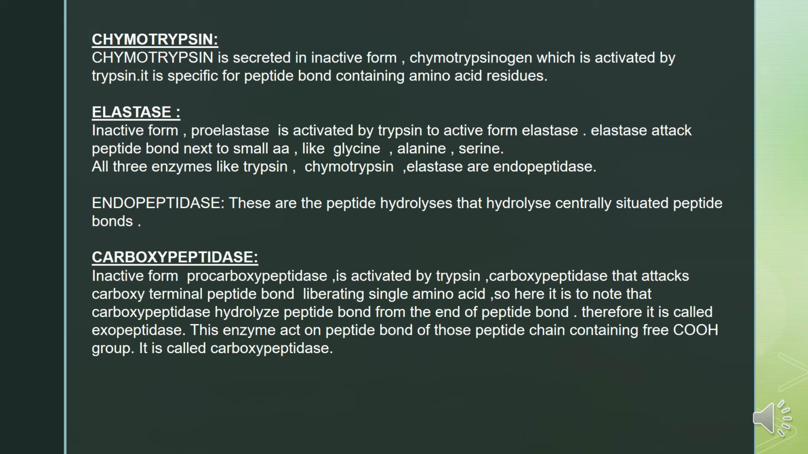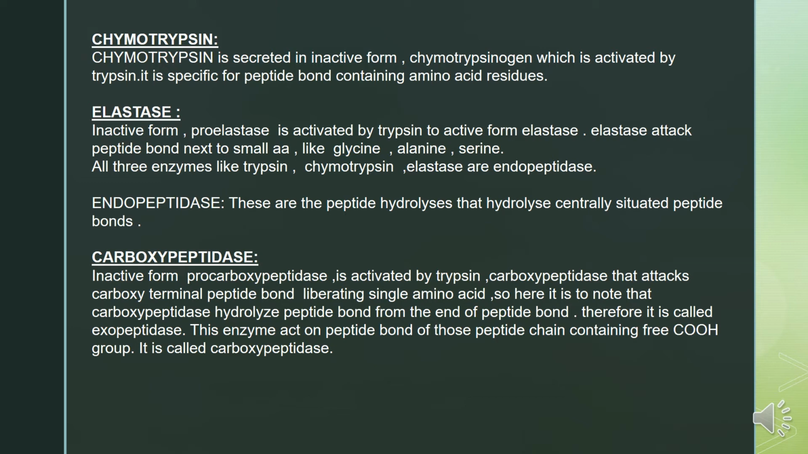All three enzymes, trypsin, chymotrypsin, and elastase, are endopeptidases. What is an endopeptidase? These are the peptide hydrolases that hydrolyze centrally situated peptide bonds.